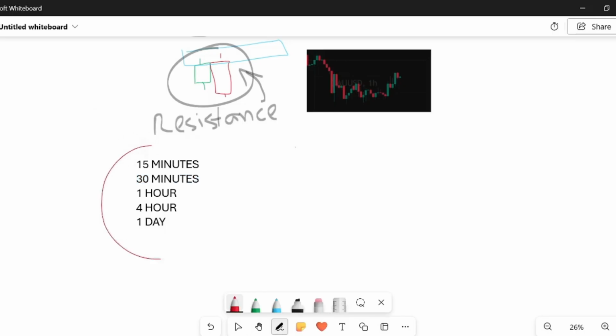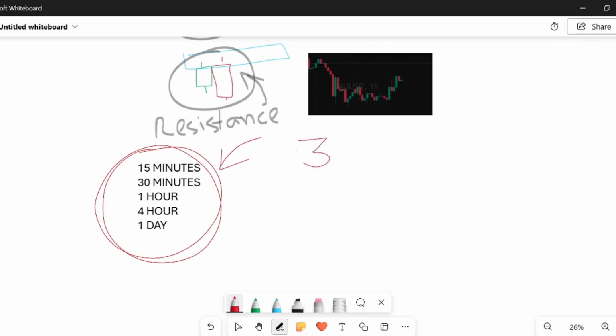So for those of you who do not understand what these time frames mean, for example, if you're looking at the 15-minute time frame, what that means is that a candle opens up at 3 p.m. and closes at 3:15, quarter past 3. That's going to be one candle.